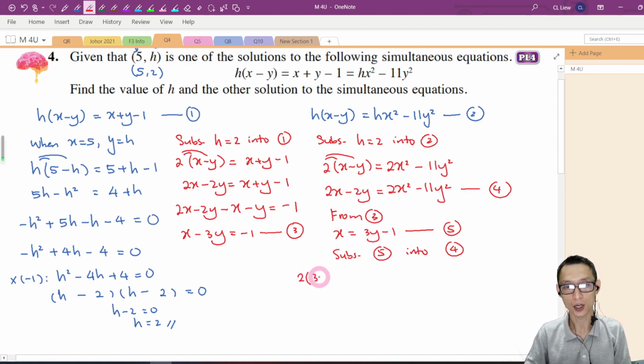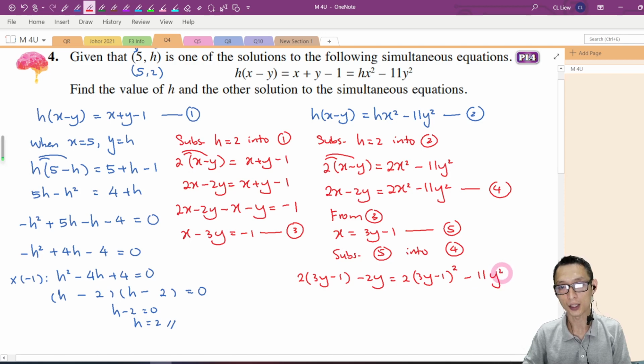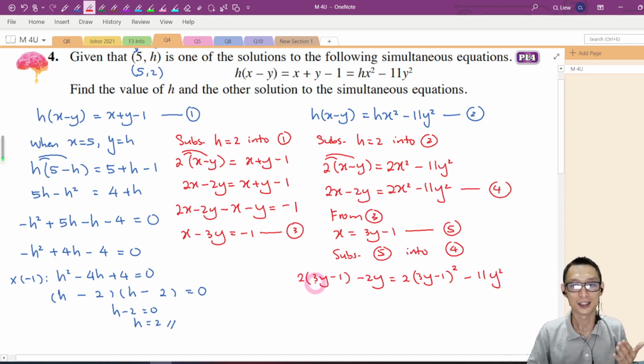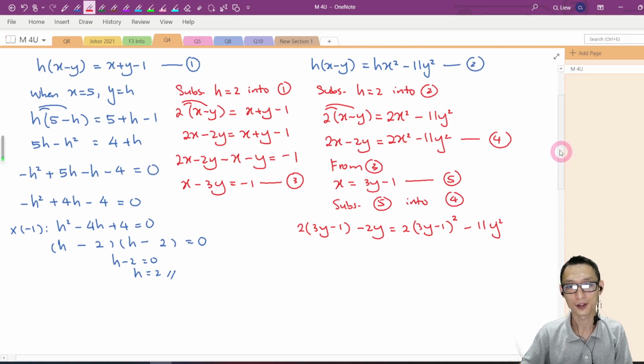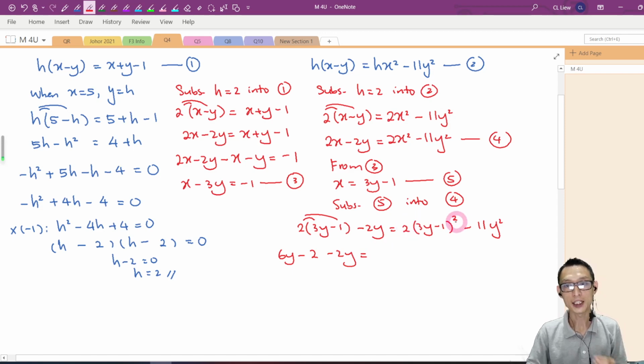2x, 3y minus 1, minus 2y is equal to 2x, 3y minus 1 again. And don't forget we have a square here. Minus 11y squared. Now you notice that now this equation only consists of one unknown. Okay, do some expansion over here. 2, 3, you get 6y minus 2. Minus 2y. So be careful here, you have a square here.